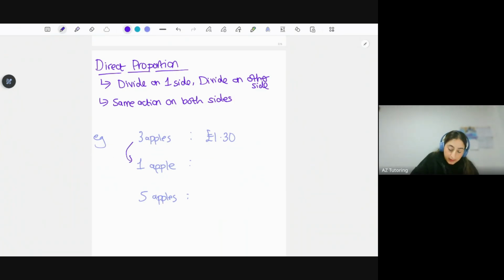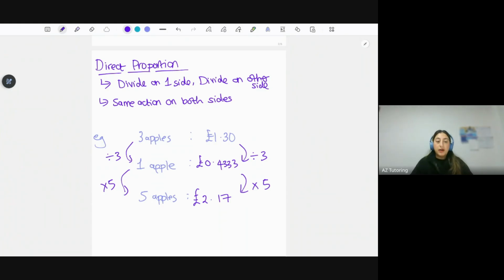So to get from 3 to 1, you divide by 3. Remember, direct proportion is whatever you do on one side, you have to do the same on the opposite side. So I'm going to have to divide £1.30 by 3, which gives me 0.4333. So I've divided first. And now to get from 1 to 5, you multiply by 5. Therefore, on the other side, I'm going to multiply by 5. So I'm just going to put that in the calculator. 0.43 times 5 is just 2.17.